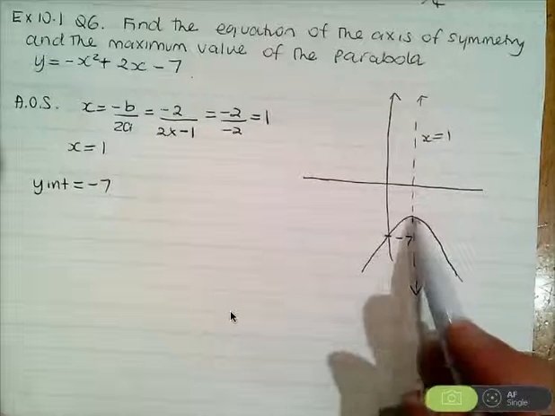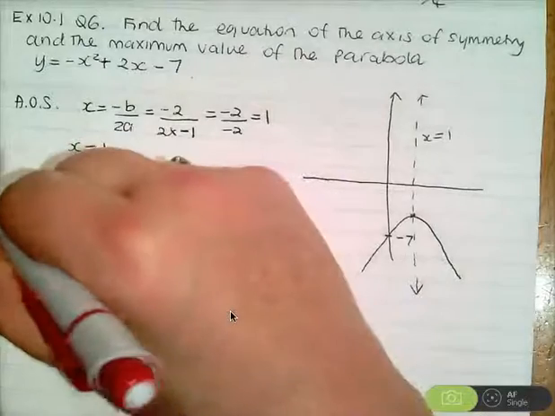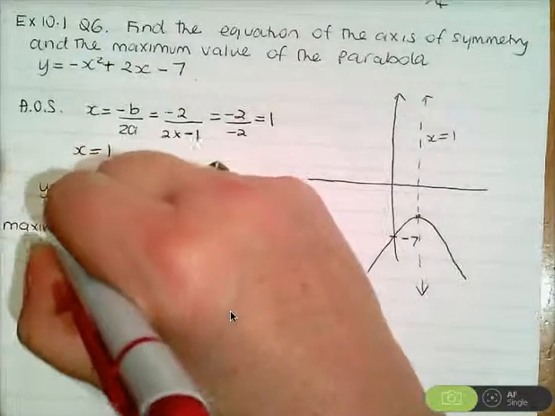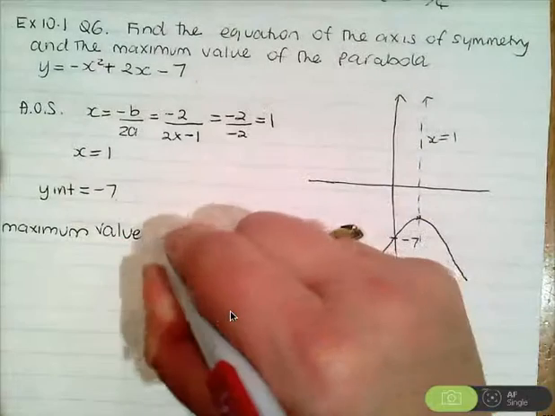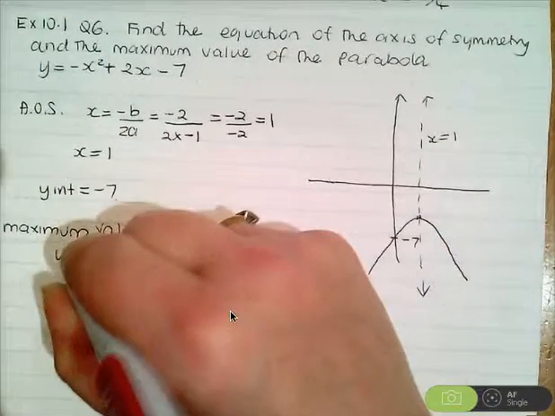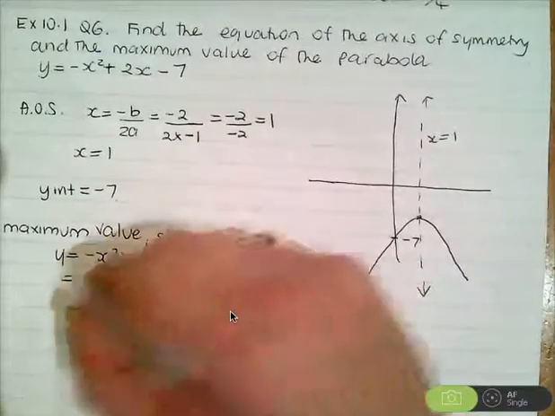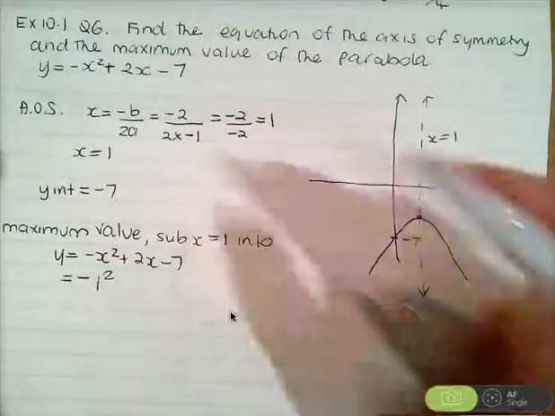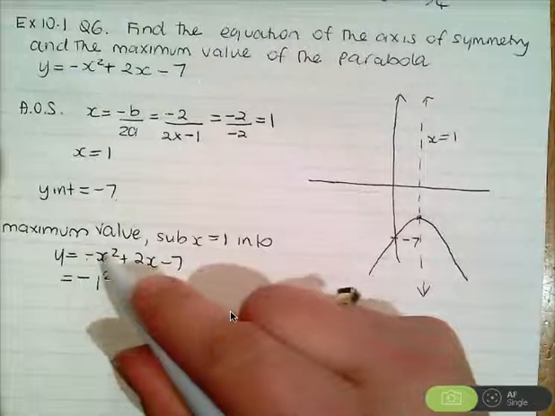I'm now going to work out the maximum value of this parabola, and hopefully it's negative something. So the maximum value, I'll find it by substituting x equals 1 into my equation, y equals -x squared plus 2x minus 7. So be careful, it's -1 squared. I don't put it in brackets because I want the negative of whatever x is squared.